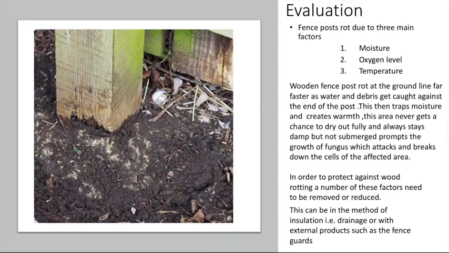water seeping down. So, in evaluation, fence posts rot due to three factors: moisture, oxygen, and temperature. Wooden fence posts rot at the ground line far, far faster as debris gets caught, as we can see in this picture here. In order to protect against wood rotting, a number of factors need to be removed or reduced. This can be a method of insulation, drainage, or external products, as we've just seen.